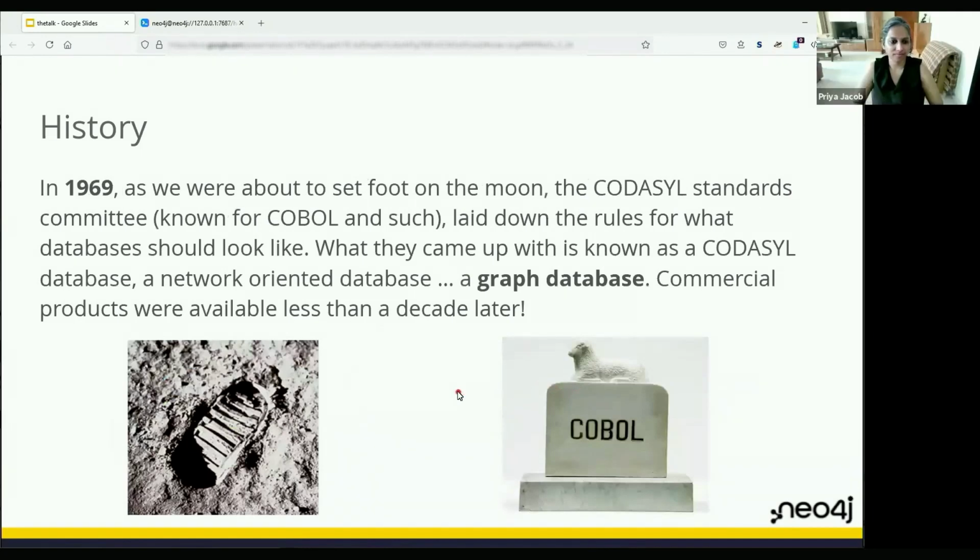And that was a big insight. So, skipping forward a bit to 1969, when we went to the moon. Well, not you and I, obviously, but when men went to the moon, around that time, a standards committee was basically putting down standards for everything in IT. COBOL was one of those things they designed, still around today. And what they also designed was how databases should be built. And what they came up with was the CODASYL standard, which described a network-oriented or graph database. 1969. Commercial products on that, so real graph database implementations, were around less than a decade later. So they've been around for a while.